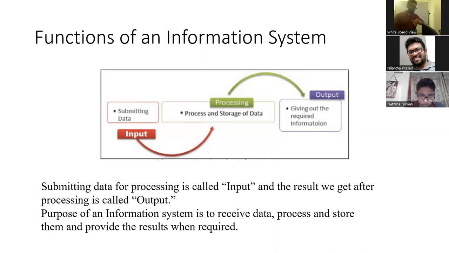output. So purpose of an information system is to receive data, process and store them, and provide the results when required. So that's what an information system is going to do. So we input the data, processing is happening inside it, and so we have to find out some examples.